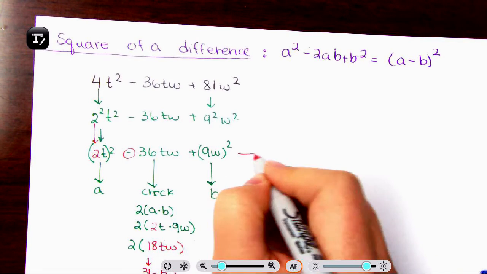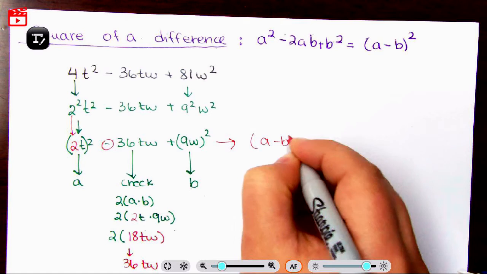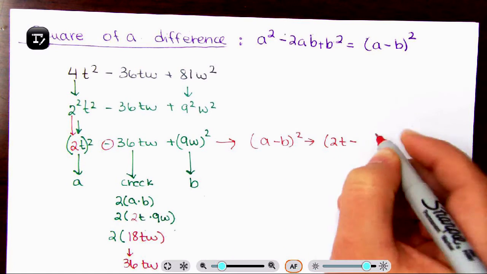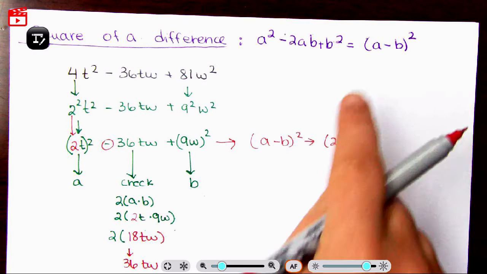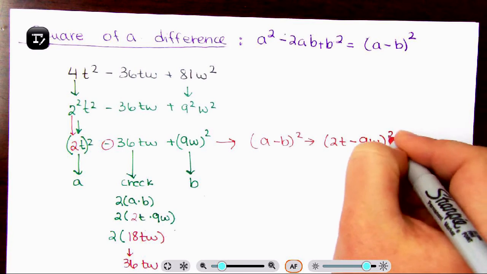All right, so let's write this out since it does follow the pattern. We have (a minus b) squared. So that means a is 2t minus b, my last term is 9w, and we square it.